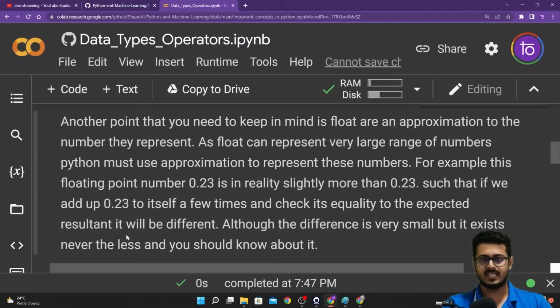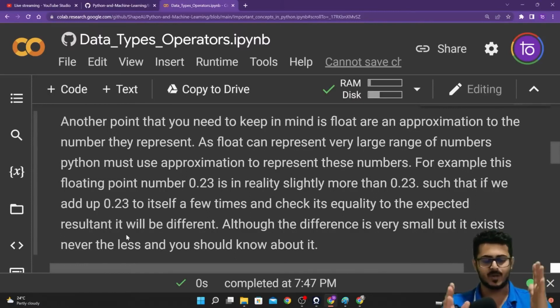The point is very simple. Floats are an approximation to the number they represent. That is the point. This is something that you need to engrave inside your head. Floats are an approximation to the number they represent. Are you guys able to remember this particular line? Please do let me know. Floats are an approximation to the number they represent.